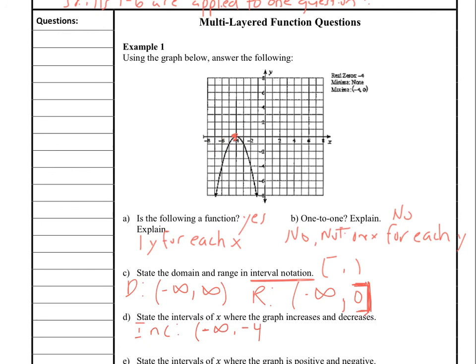It's the very peak of it. It's not really going up or down. It's right in between. It's in limbo. So it doesn't hit it, which is why we have the parentheses. We don't have the closed bracket. We are decreasing, where the graph is going down as we go from left to right.